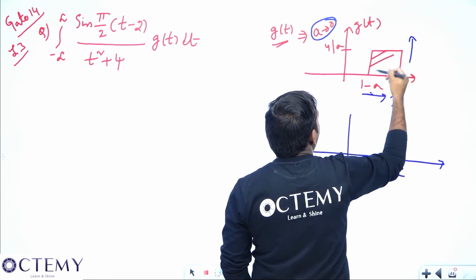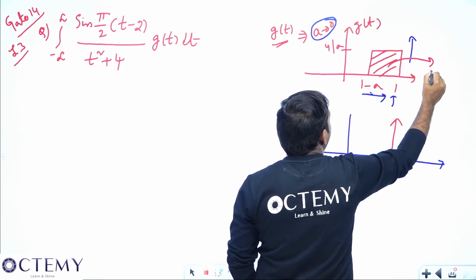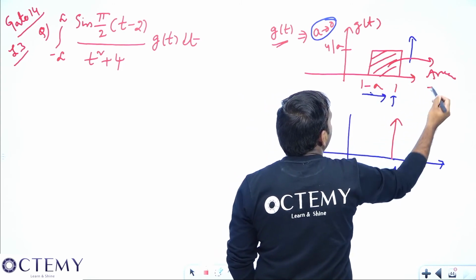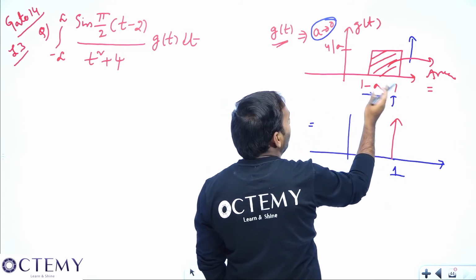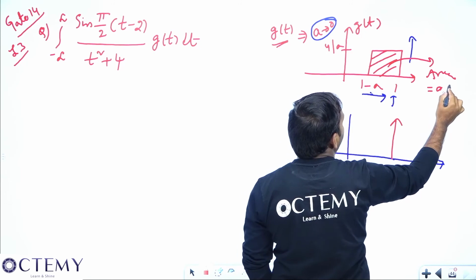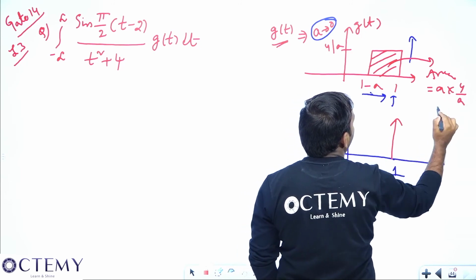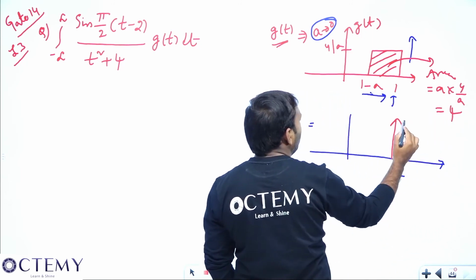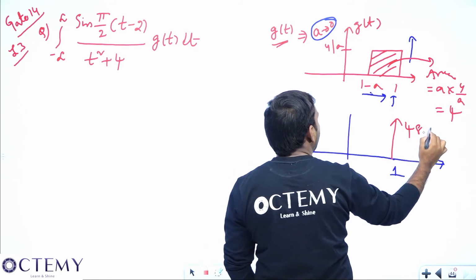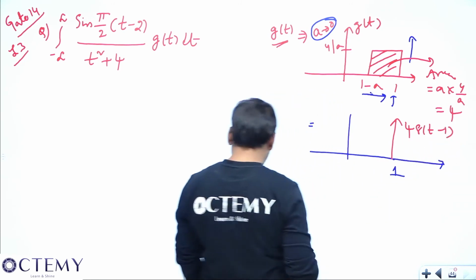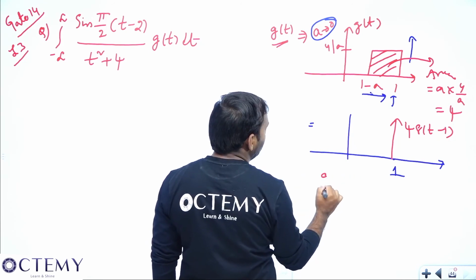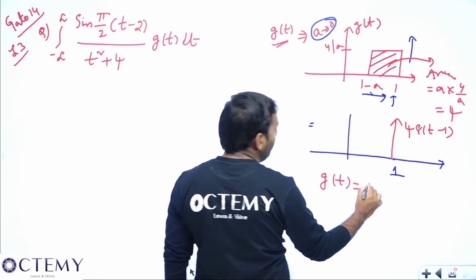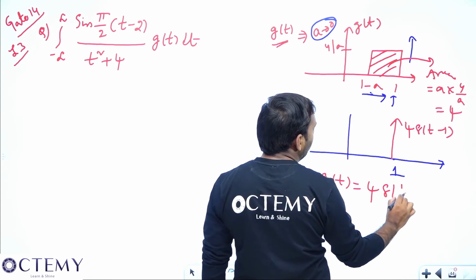Simply the area of this picture. The area is simply equal to, what is the base? Base is 1 minus 1 plus a, so base is a, height is 4 by a, so the area is simply 4, so it is 4 del of t minus 1. So now see here clearly, I can write simply g of t is equal to 4 del of t minus 1.